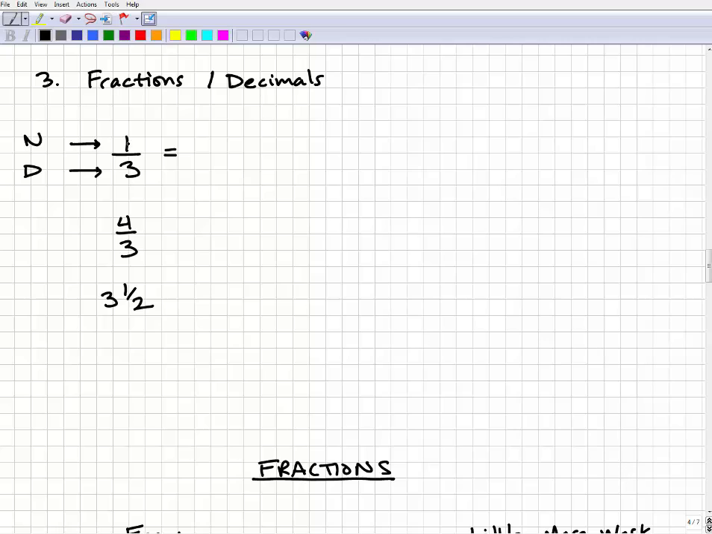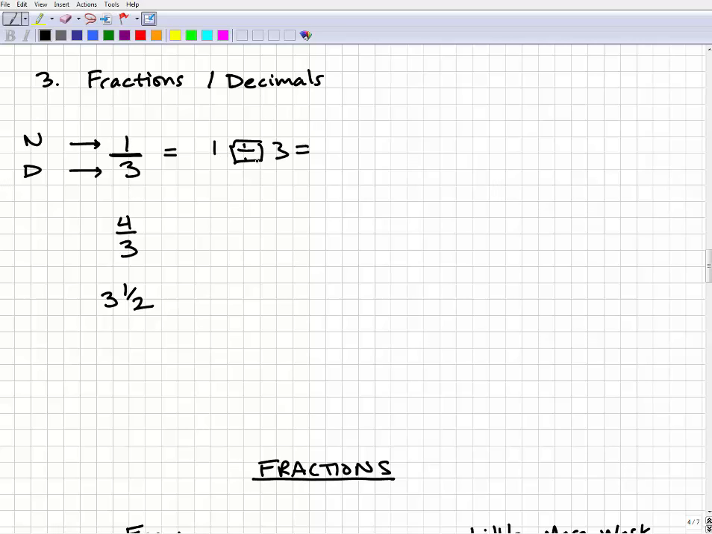I could take 1/3. What this really means is 1 divided by 3. This little line is the division line. Now, we don't say 4 divided by 3; we would say 4/3. Or this would be 1/3. But technically it means 1 divided by 3.